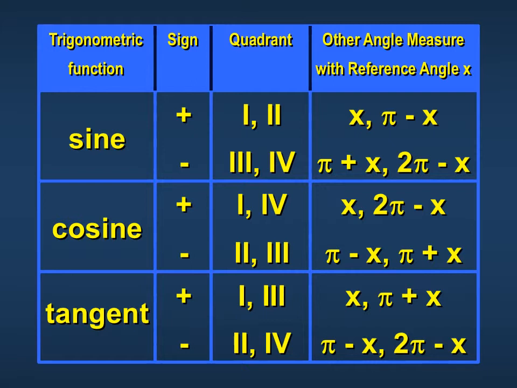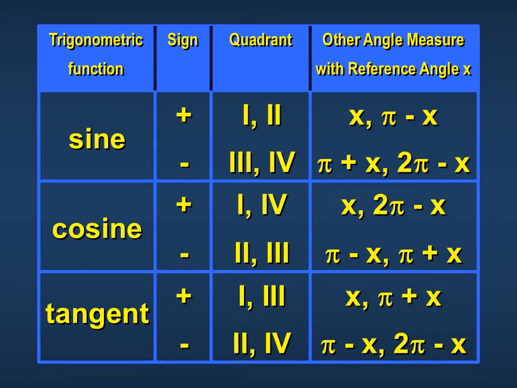So let's review how we get other angle measures using reference angles, okay? So first, let's review sines. If you're looking at sine of an angle, it's going to be positive in quadrant 1 and 2, negative in quadrant 3 and 4, okay? So in quadrant 1, it's just x. But if you're trying to figure out what that x is in quadrant 2, you're going to do pi minus x, okay? If you're trying to figure out what x is in the third quadrant, you're going to add pi to it. And if you're going to try to figure out what x is in the fourth quadrant, you're going to do 2 pi minus x. So that gives you your other angles other than just x, okay?